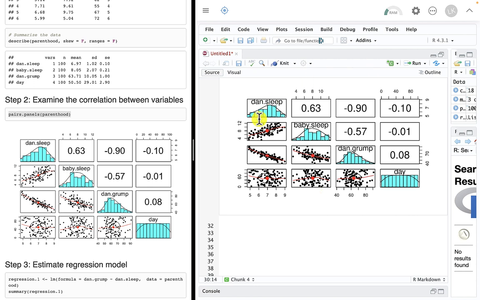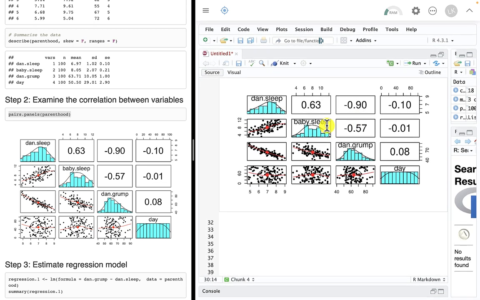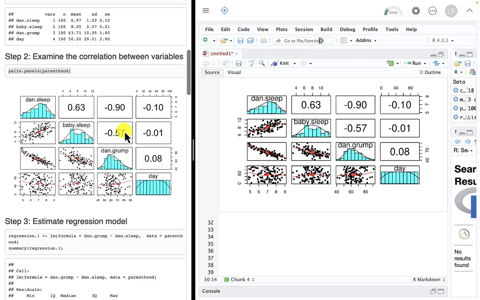All right, so that's this pairs panel. I love this plot. It's really kind of ugly. I don't like the colors, and it's just really kind of ugly. But it's got a lot of useful information in it, and so I tend to use this to start out with looking at a data set.